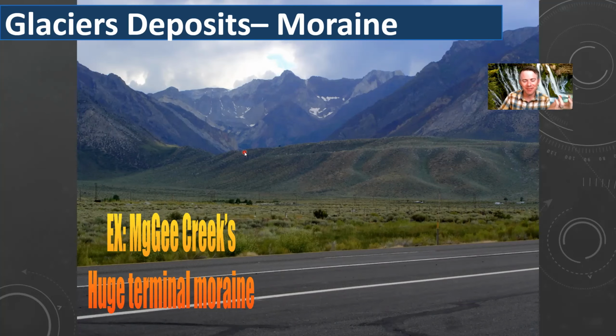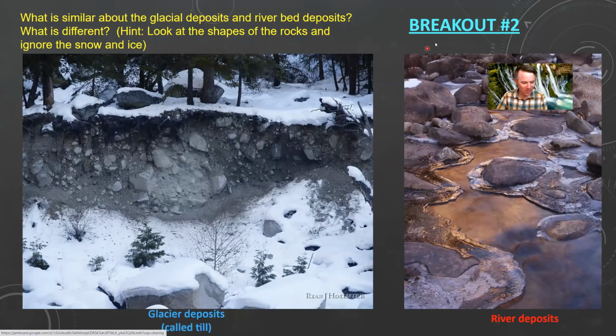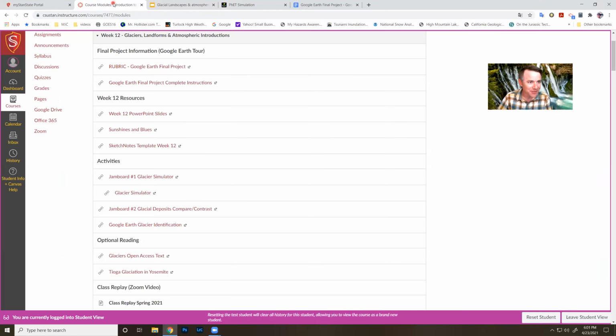And I'll show you some other views and vantage points in just a minute. But first, we're going to do a quick little breakout because I've been talking forever and I apologize, but I get excited about glaciers. So here we go. Copy link. I think that'll go there. So here's the next Jamboard. This one's only a 5-minute. It's not long or anything like that.